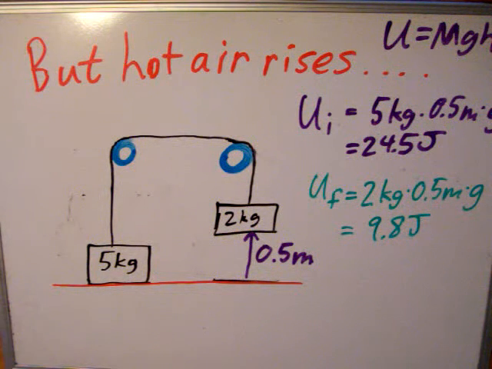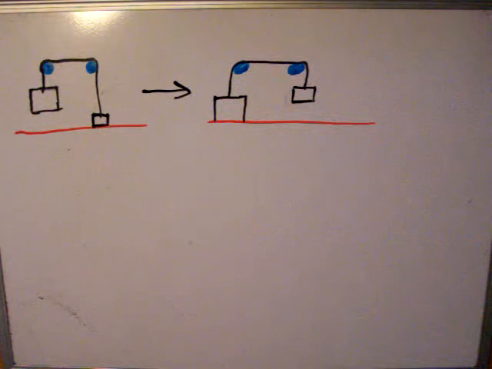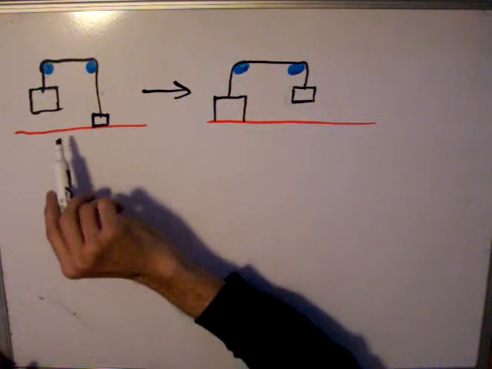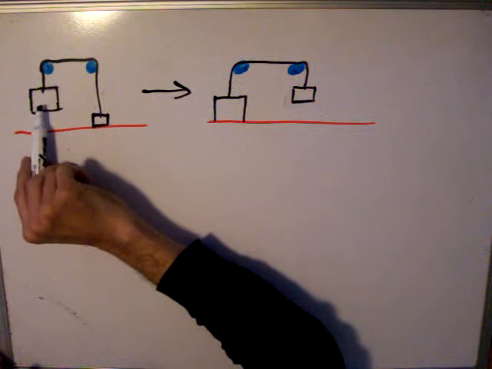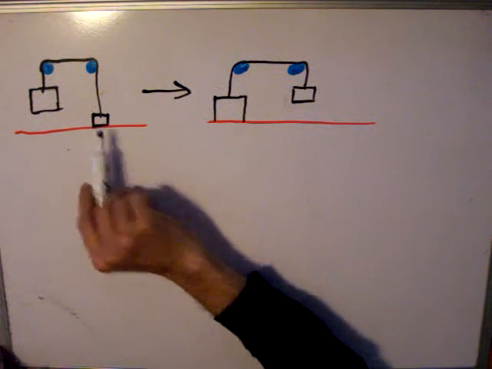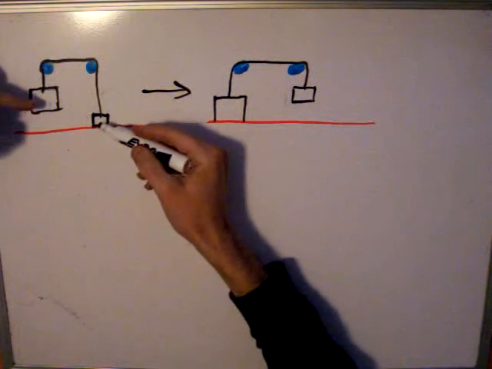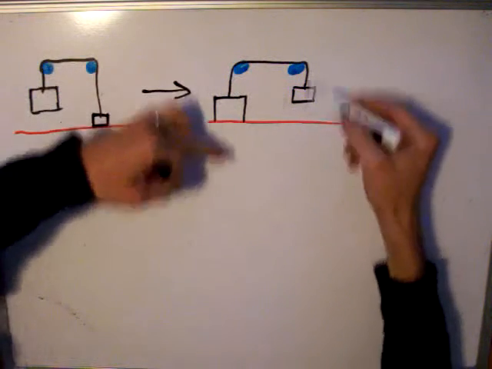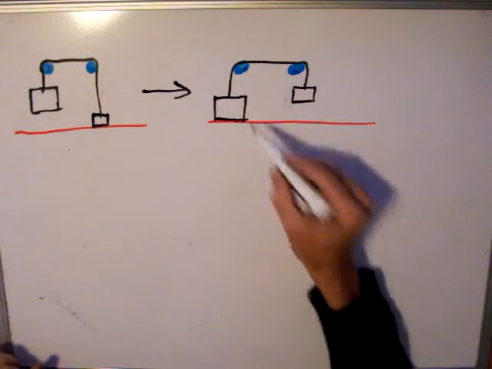Well, this is kind of nice. Now we can actually draw an energy diagram to show how this process really works. So let's do that. Okay, just to remind you, this is the process we're talking about, where we have a 5 kilogram weight here and the 2 kilogram weight here, and they're tied around two pulleys, and then they switch places. So the 5 kilogram weight falls and the 2 kilogram weight is raised up.